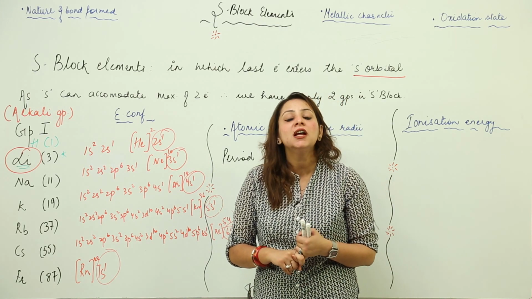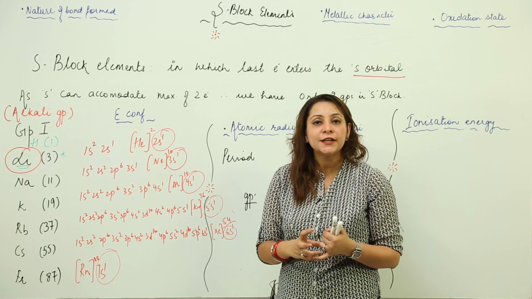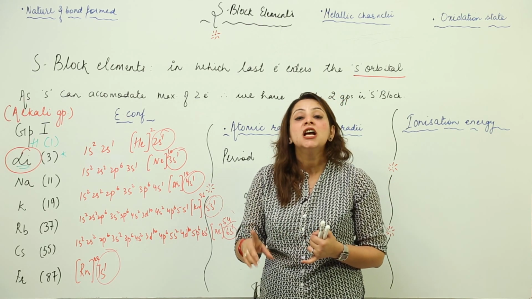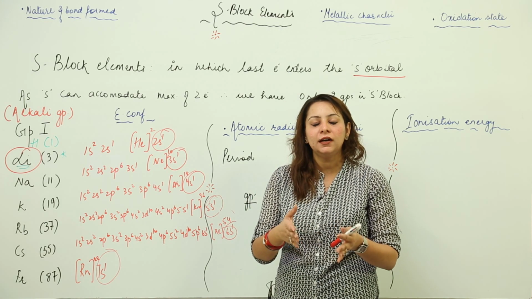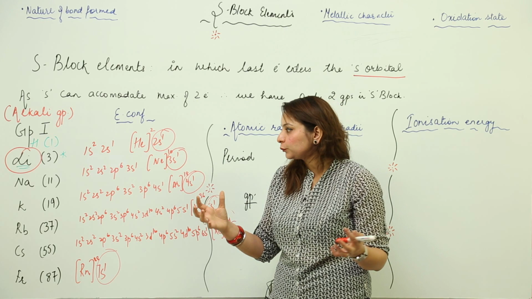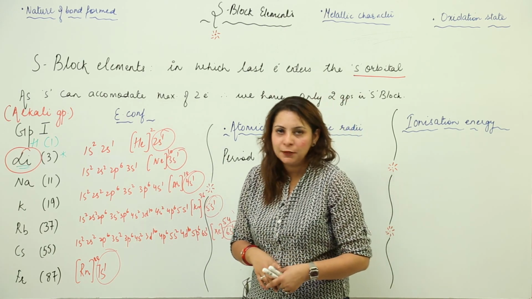So that is the reason: their last orbital is the s orbital, and even the number of valence electrons in the s orbital is the same, that is 1. So that is why they belong to one family. They are placed in one group, and they are members of the first group, that is the alkali metal group.